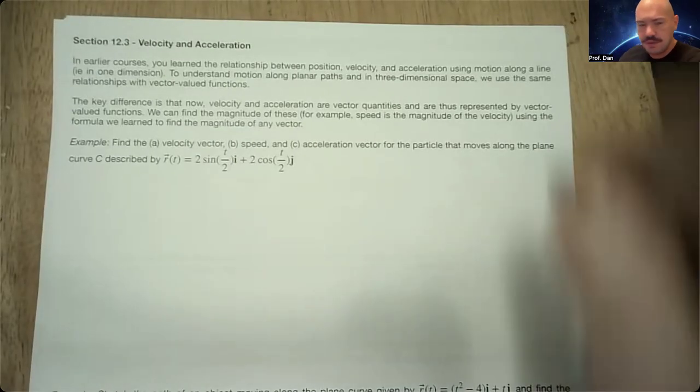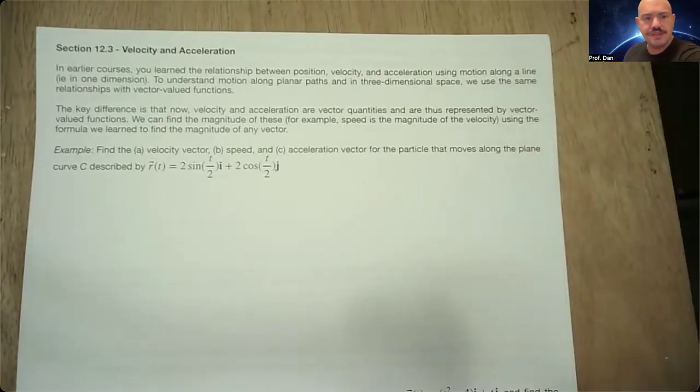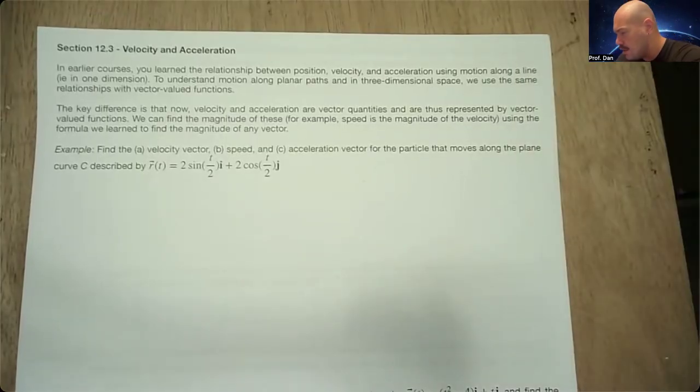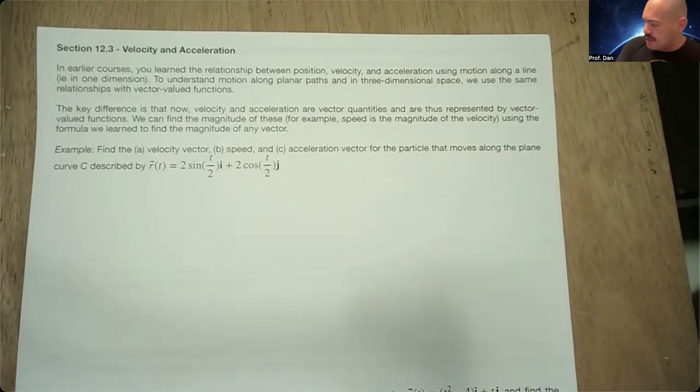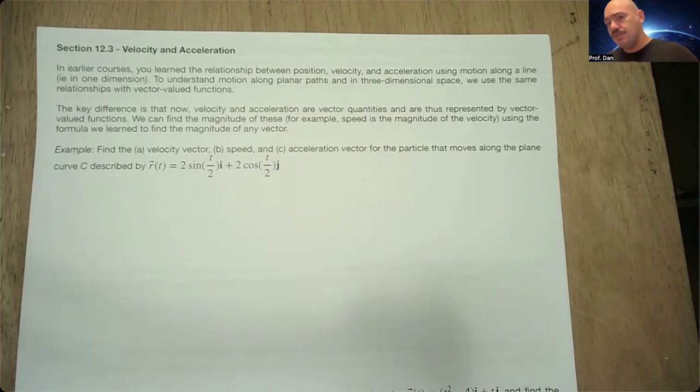Hey everyone, going to section 12.3, going to talk about velocity and acceleration. So to start off, one of the big applications of differentiation and integration that you learned back in Cal 1 mostly, but a little bit in Cal 2 as well, is motion. So in Cal 1, you learned about motion along a line, right? So if you only have one direction, you can go forward, you can go backwards. You learned about the relationship between position, velocity, acceleration.